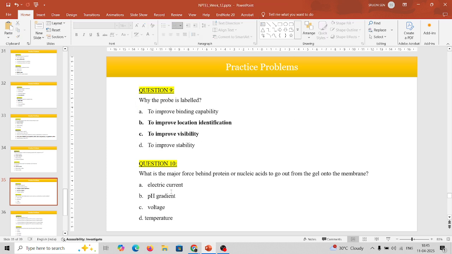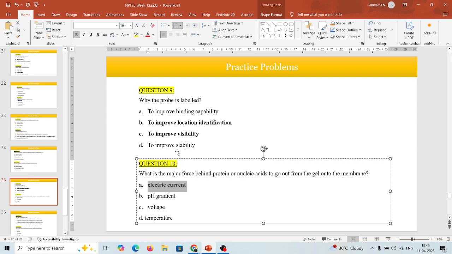What is the major force behind protein and or nucleic acid to go out from the gel onto the membrane? Electric current, pH gradient, voltage, or temperature? So the major force is that you do not use a pH gradient, because then it would affect your DNA or RNA or whatever proteins you're using. It's basically the electric current and the voltage that you are applying.